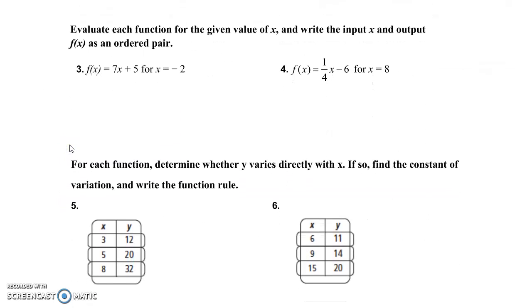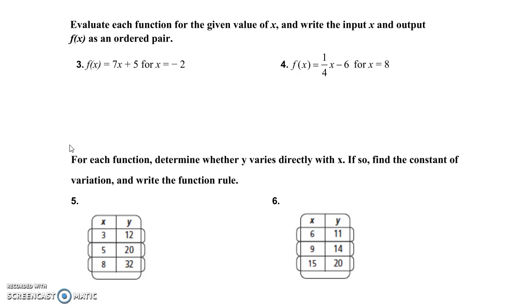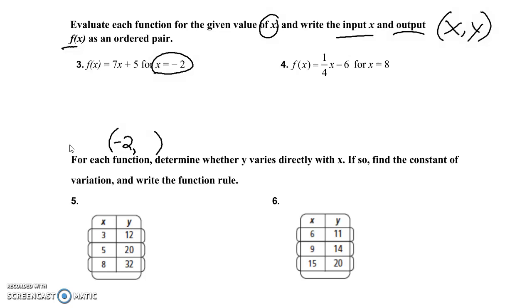Number 3, evaluate each function for the given value of x. So you're going to solve for x, right? And write the input x and the output we just talked about, f of x, as an ordered pair. So you need to write everything looking like this. Okay? So we know x is going to equal -2 in this first one. So on the bottom here, we're going to write right away -2. We know the input. We don't know the output, so you can leave that blank.